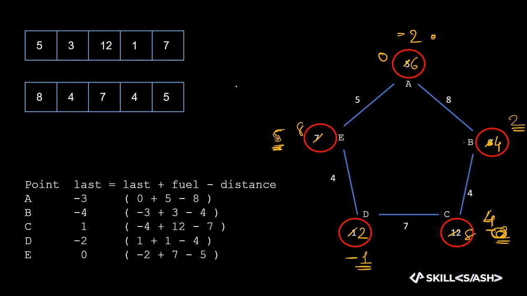So let's think, if I have the maximum petrol remaining, can I start from that? Because it's also greedy. Probably yes. 5 minus 5, 0. 0 plus 6, 6. 6 minus 8, I cannot go. So 5 minus 4, 1. 1 plus 2, 3. 3 minus 7. In this case also I cannot reach over here.